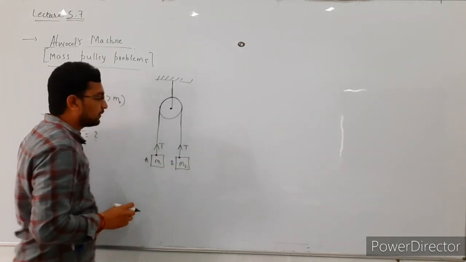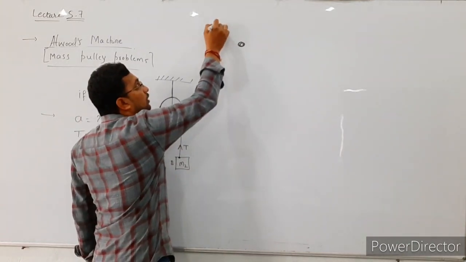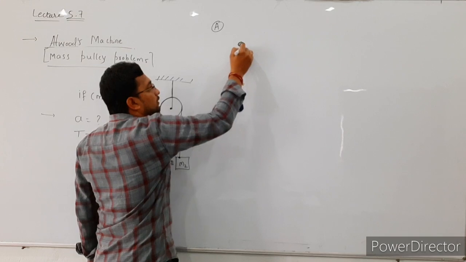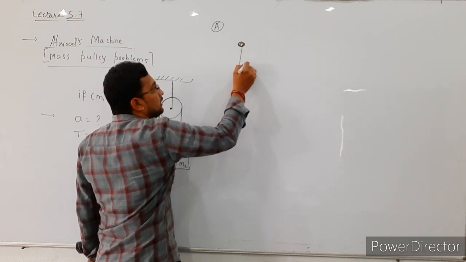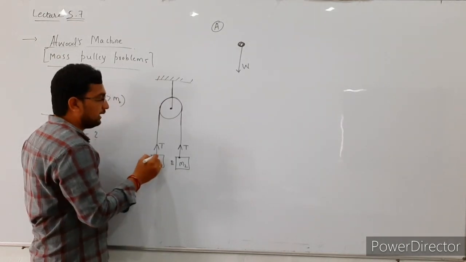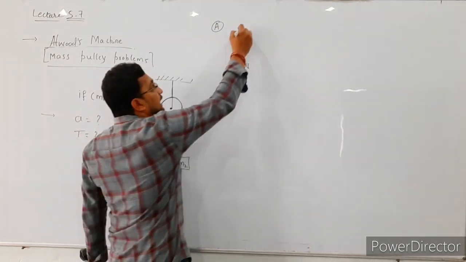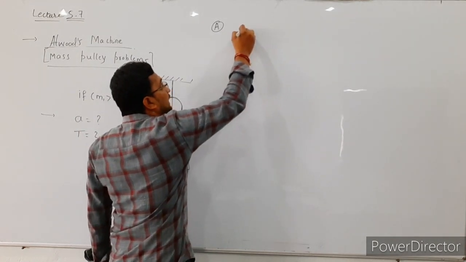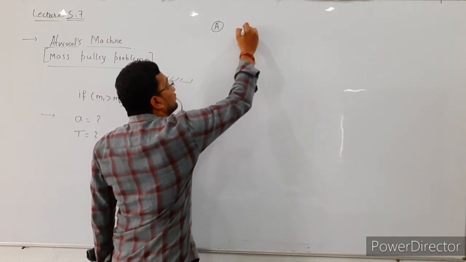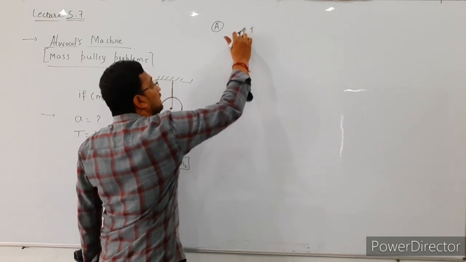In this case, the weight of this body is acting in the downward direction. For body A, the weight of the body is W, acting in the downward direction. Next, the tension is acting in the upward direction.